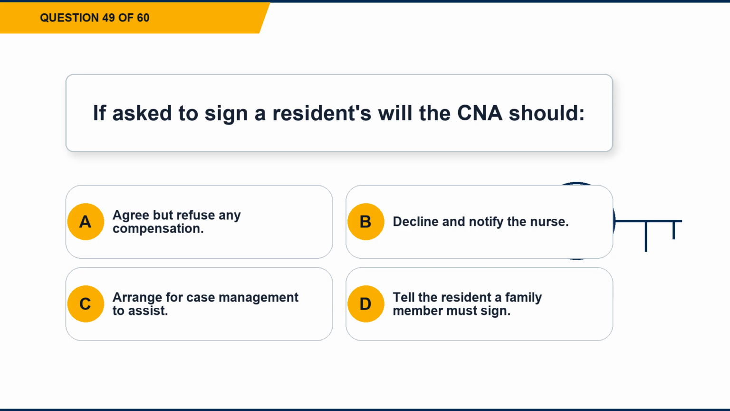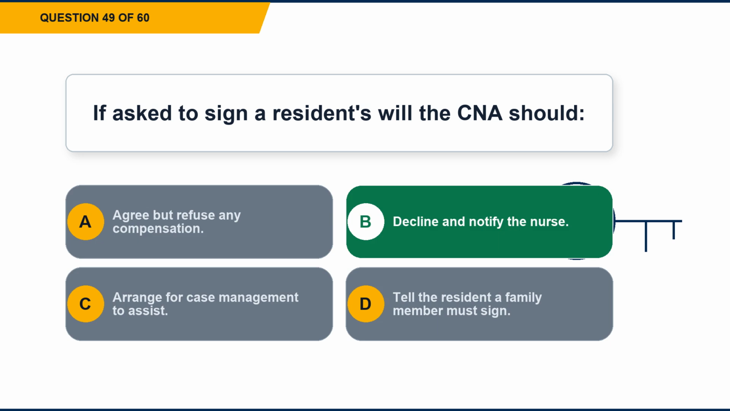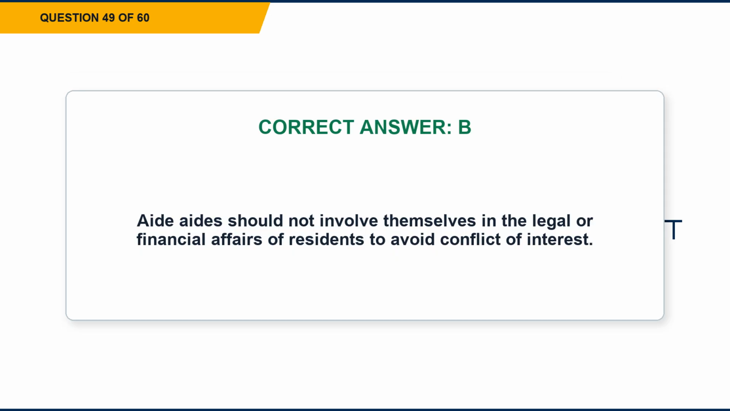Question 49. If asked to sign a resident's will, the CNA should: Option A, agree but refuse any compensation. Option B, decline and notify the nurse. Option C, arrange for case management to assist. Option D, tell the resident a family member must sign. The correct answer is option B, decline and notify the nurse. Explanation. Nurse aides should not involve themselves in the legal or financial affairs of residents to avoid conflict of interest.